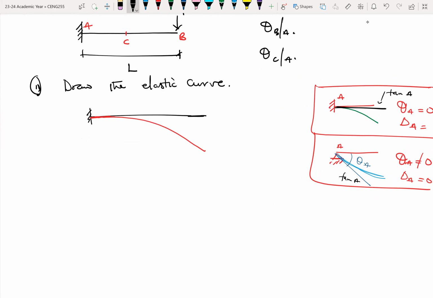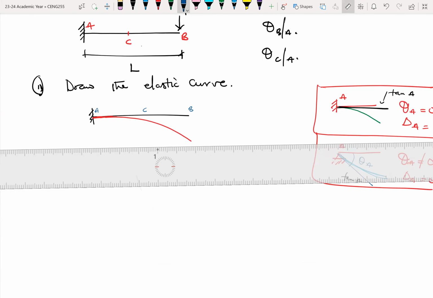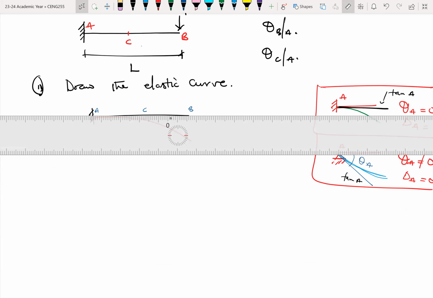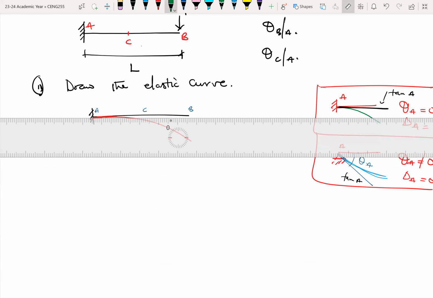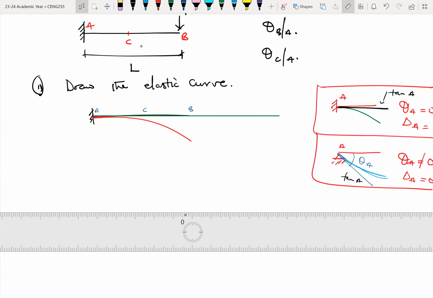Let me do this so that I can have a bit more space. Okay, great. So here, this is my A, this is my C, this is my B. Let me draw the tangent at A. The tangent at A will be a straight line. Let me use the green color for that. Let me exaggerate that a little bit beyond the structure. So this is your tangent at A.